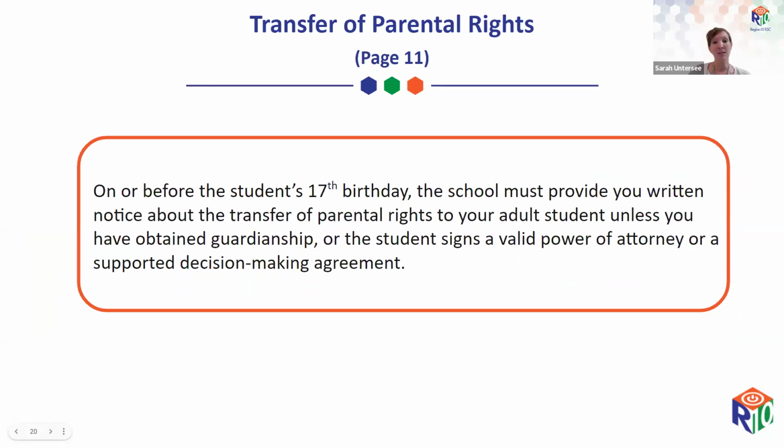On or before the student's 17th birthday, the school must provide you written notice about that transfer of parental rights to your student, unless you have obtained guardianship or the student signs a valid power of attorney or a supported decision-making agreement.